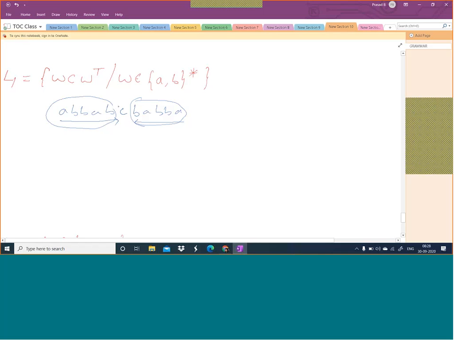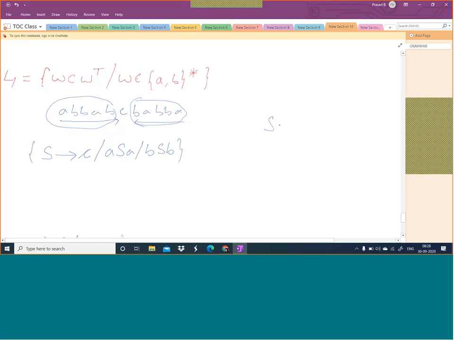We require a start symbol, so for that reason I am taking S goes to C. Now W is any combination of A and B, so before C and after C we want only A's and B's. Remember, if the non-terminals before and after are the same, they generate palindromes. So here the palindromes over A and B, and S finally will be replaced by C. These are the only productions.